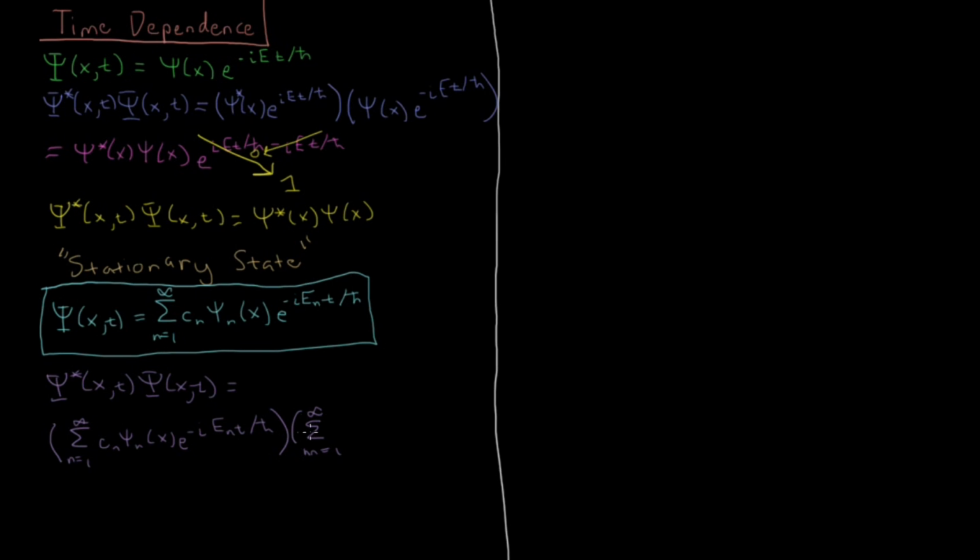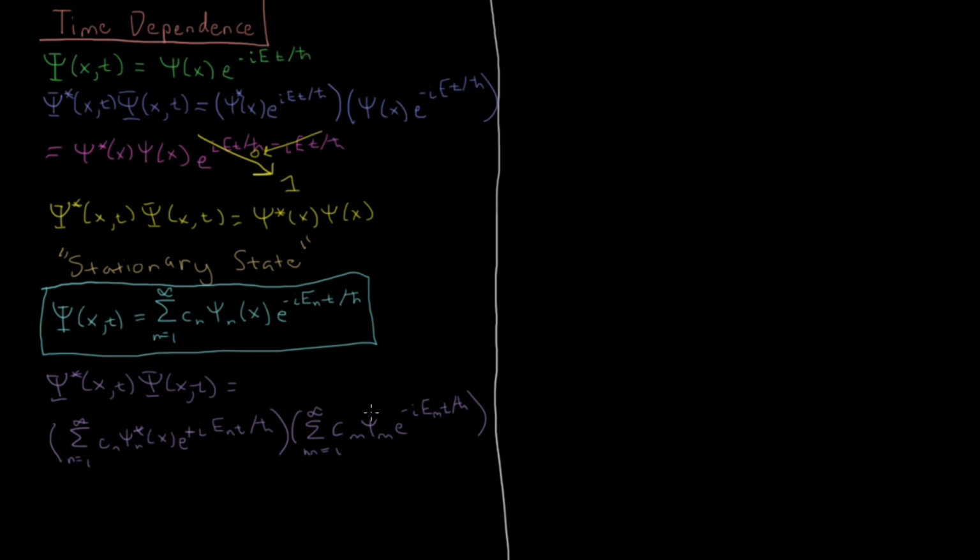Because this is going to be a completely independent index, this index over here, n, is independent of this index m, so we need to give it a different name, thus we're calling it m. Cm psi m, and again, making sure we do a star here, making sure we do a plus here, because we're taking the complex conjugate. I almost forgot about that. And then e to the minus i Em t over h bar.